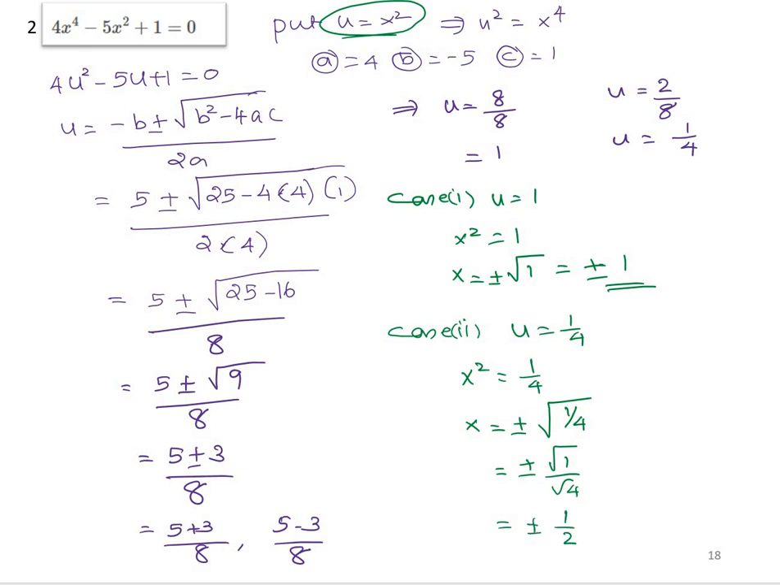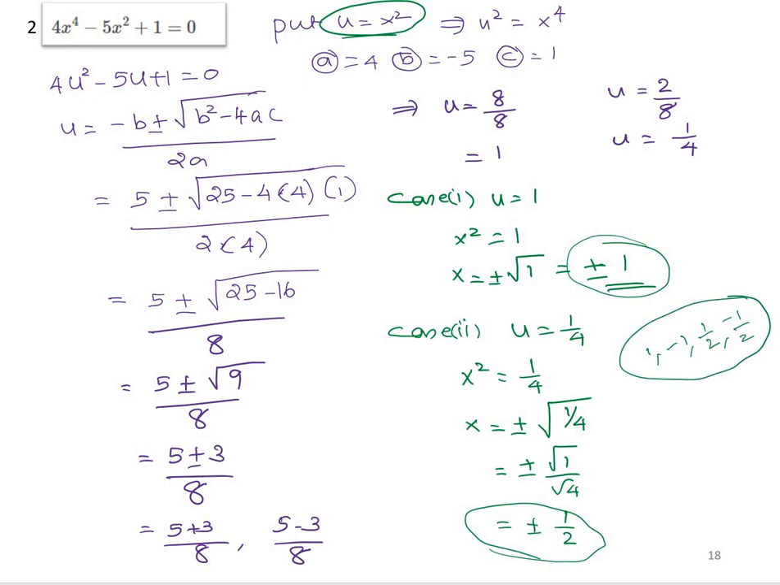Okay. So we have two solutions here and two solutions here. So the total solutions of the given equation are 1, negative 1, 1 over 2, negative 1 over 2. 4 solutions, because the degree of the equation is again 4 here. Got it? Yep. Now let us have another one.